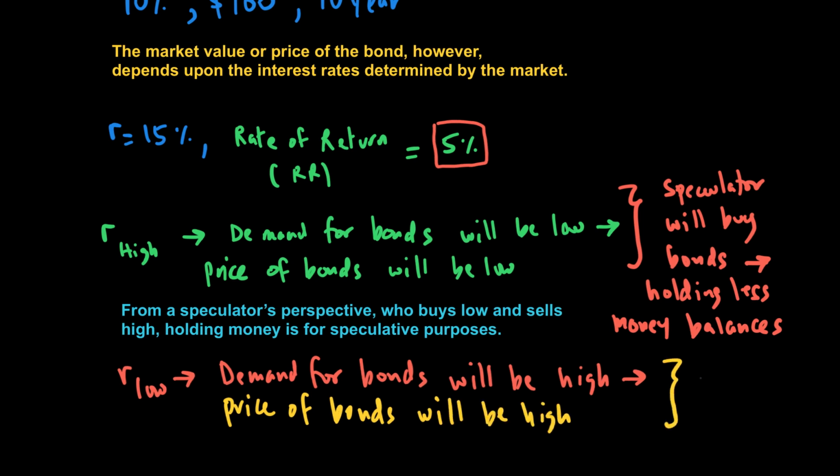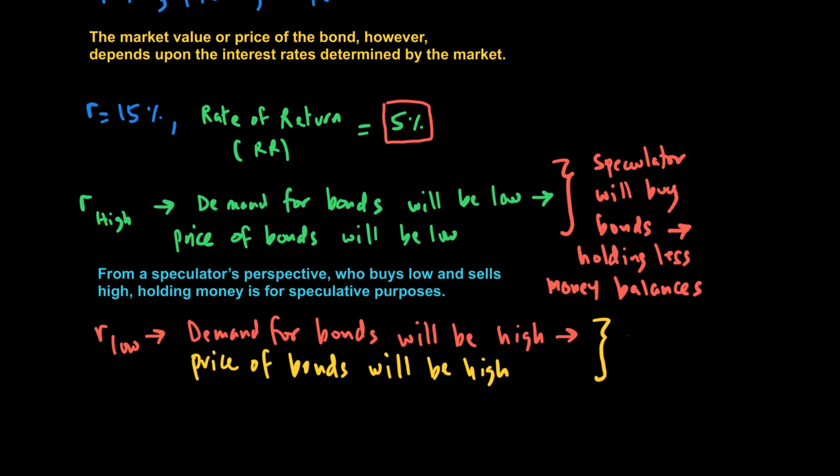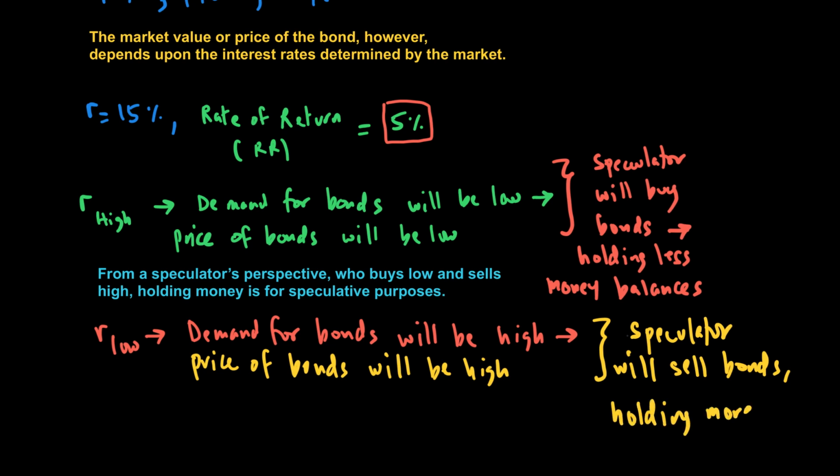And that is exactly the point. We will have our speculator who will realize this as an opportunity, and he will be like, you know what, let's sell, because a speculator is always selling when the price is high. So the speculator will sell bonds, and that results in him holding more money balances. So the speculator at that point will be holding more money balances.